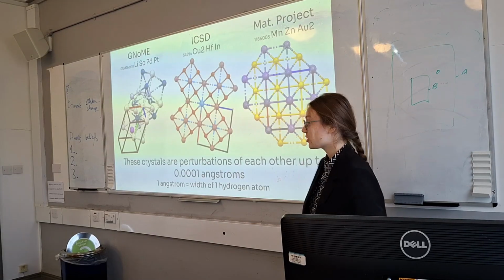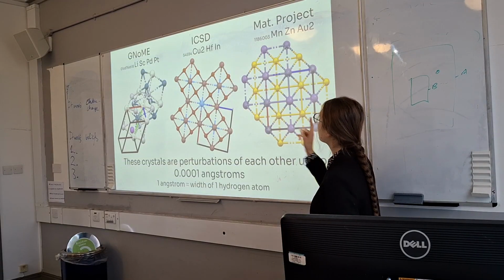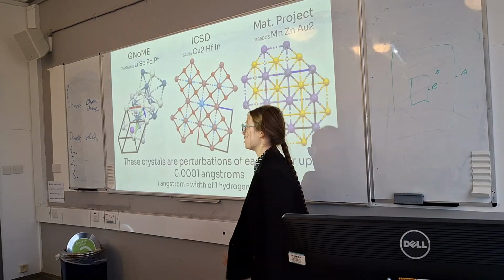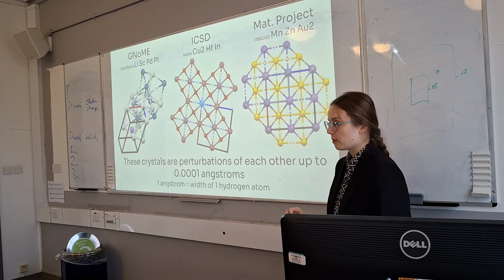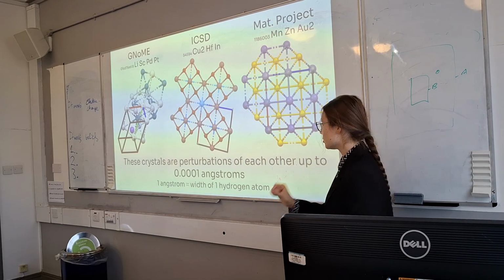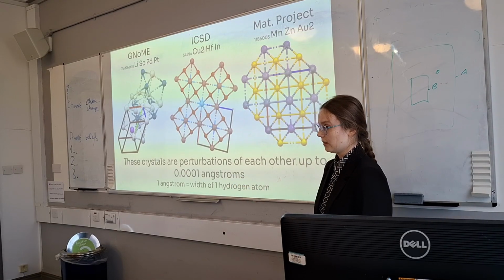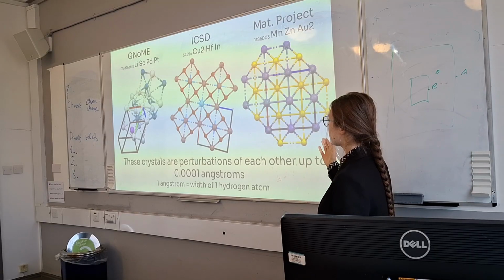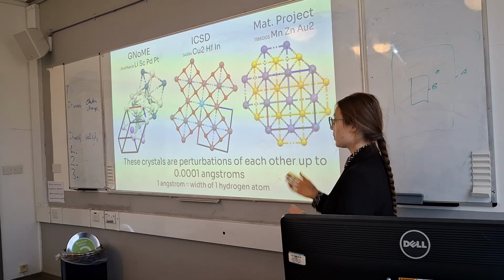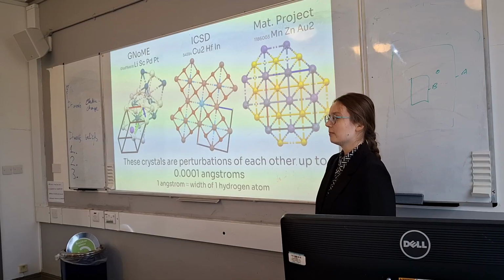I've got an interesting example here. Here are some known crystals. This one is a known crystal. This one is a simulated crystal, and that is GNoME's AI simulation. When you look at the geometry, these crystals are perturbations of each other up to a tiny amount. So 0.0001 angstroms. An angstrom is about the width of a hydrogen atom. So it's tiny. But if you look at the colours, they've all got different elements. They've got the same geometry up to a tiny amount, but completely different chemical compositions.